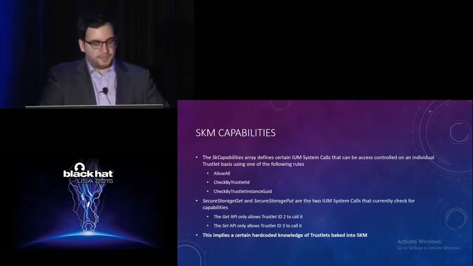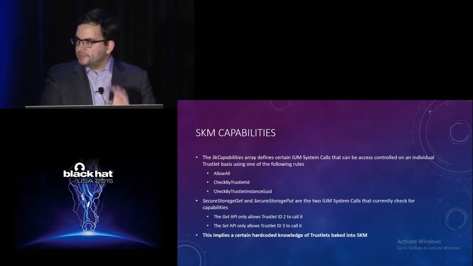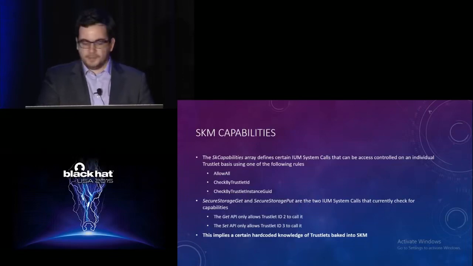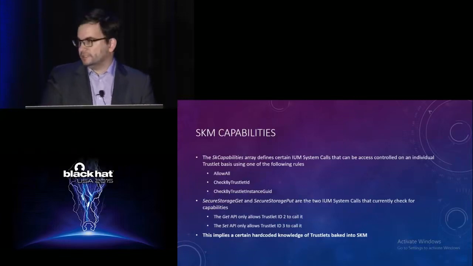Every time you launch something in IUM, it has a unique ID, and the capabilities are going to determine which IDs are allowed to make which calls. So basically, they can further lock down and say, this trustlet can't do that thing. Today, the only things that use that are two APIs called Secure Storage Get and Secure Storage Put. The get can only be called by trustlet ID 2, and the put can only be called by trustlet ID 3. And we're going to mention what those trustlets actually are.